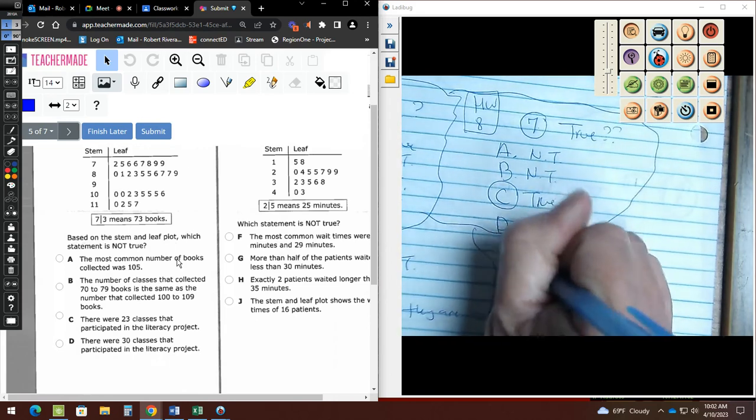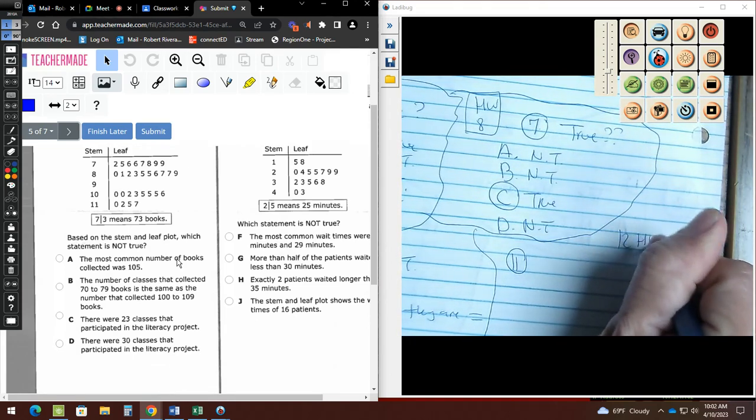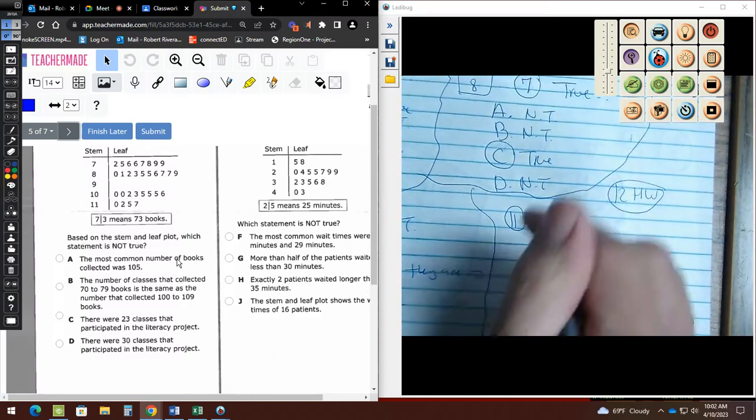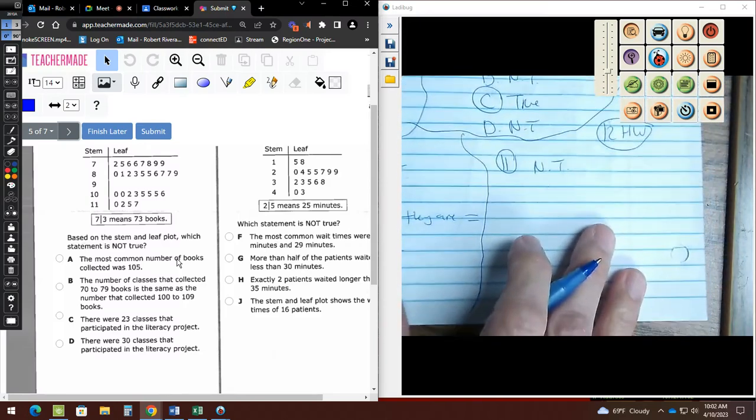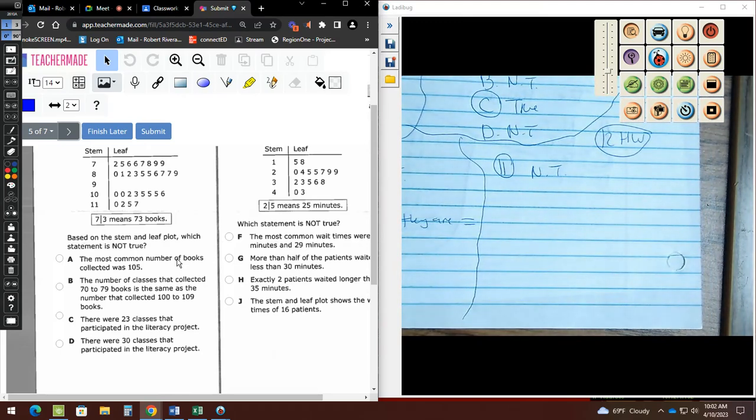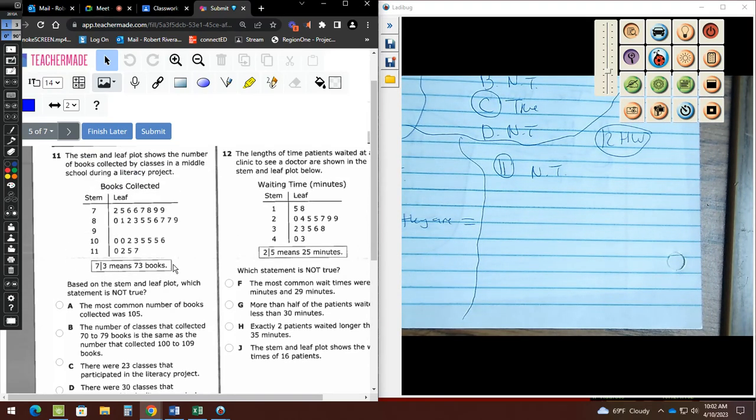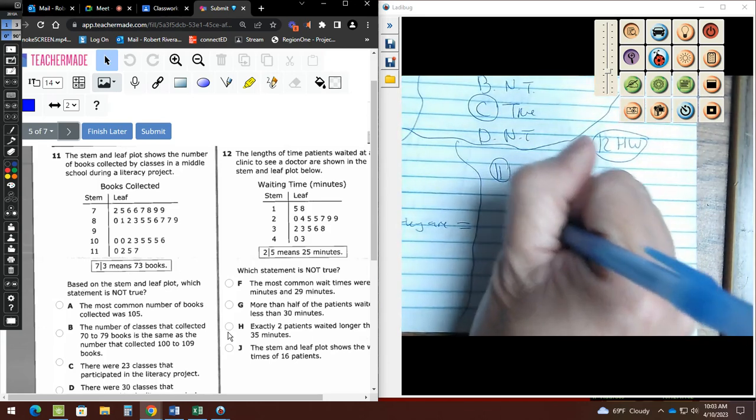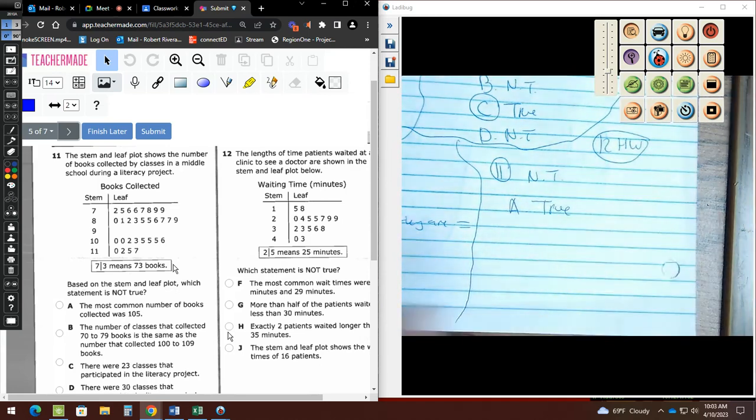Number 11 will be mine, and 12 will be for homework. Together we're going to do number 11. The most common number of books collected was 105, true or false? Yes, true. How many times did it occur? 3. And that's the one that occurred the most. So guess what? Letter A is true already. Most people get 105 books. According to this, they collected 105 books in the front.